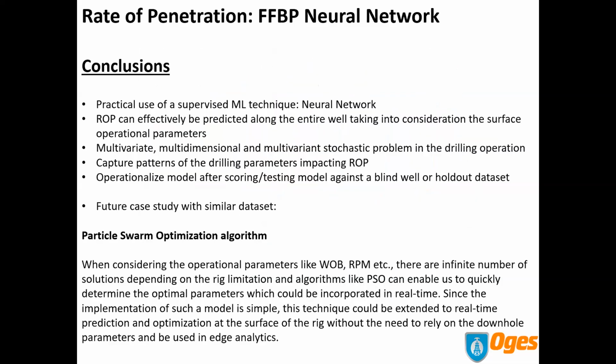So in conclusion of the drilling case study, this pretty much demonstrates some of the practical uses of data modeling and machine learning to effectively predict the ROP along the entire well, considering the surface operational parameters like RPM, weight on bit, flow, torque, standpipe pressure, etc. The neural network type of algorithms enabled us to capture those patterns of the drilling parameters that affect the ROP, and we set aside, obviously, a blind well to actually test the model.